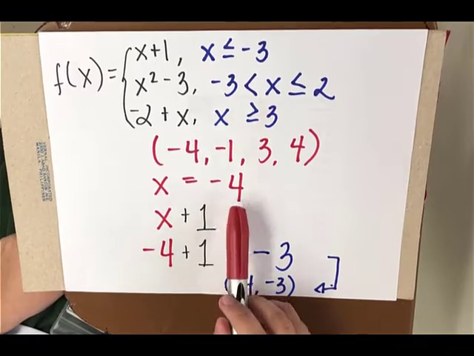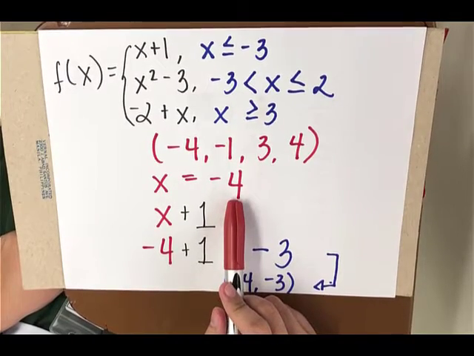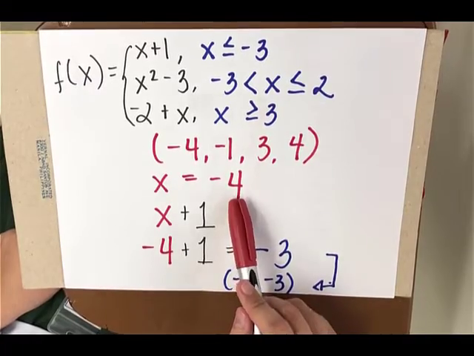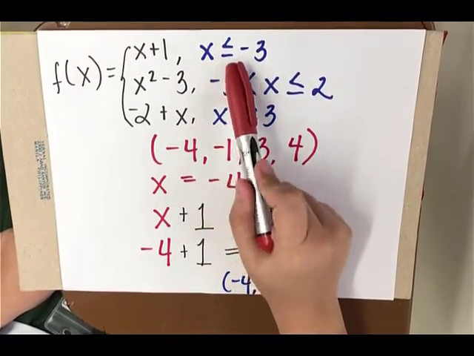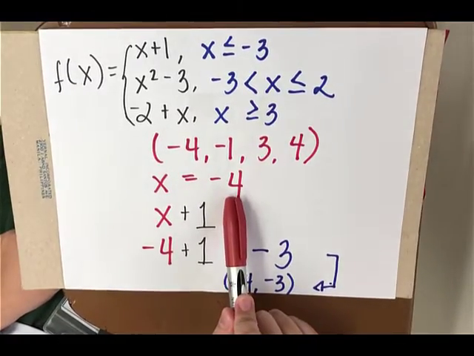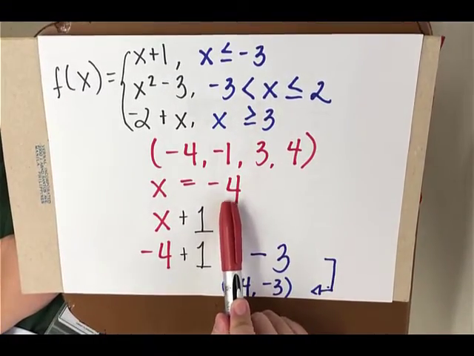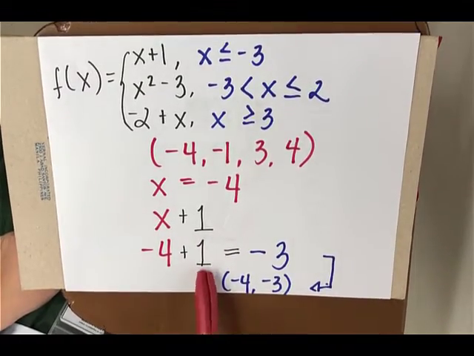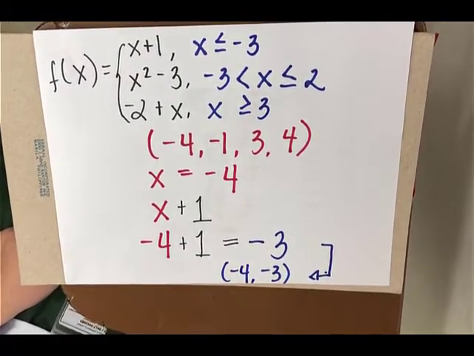Let's try x equals -4. We need to check if it belongs to the first function. This function tells us that x is less than or equal to -3. We know that -4 is less than -3, so this function will be used. Substitute -4 to x: -4 plus 1 equals -3.